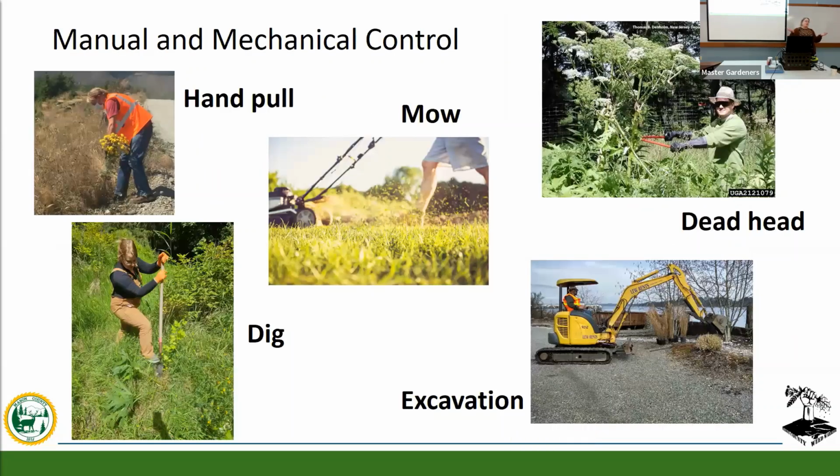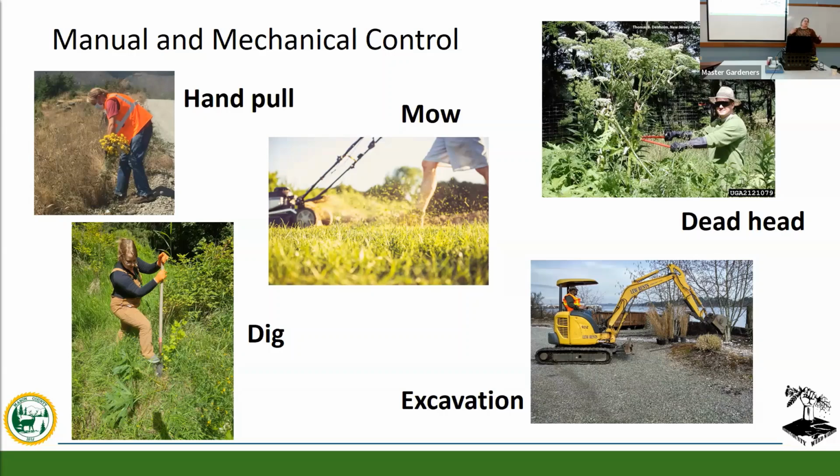So once you find a weed population on your property and you need to start using a control strategy, for small populations, typically what's used first is manual or mechanical control. This is the most environmentally friendly and least invasive method of control. This can be things like hand pulling. So you can see someone there hand pulling a flowering plant. Maybe you have something with a deeper taproot, so you need to dig it out using a tool like a shovel or a pick.